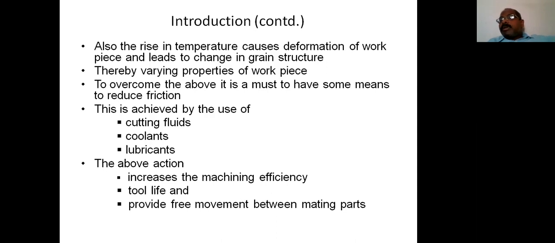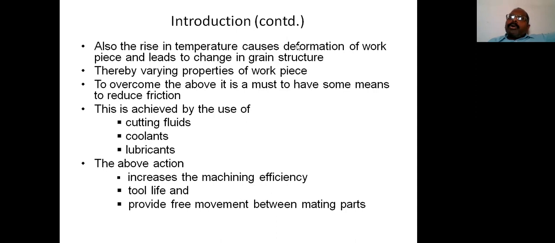Whenever friction takes place between the two mating parts, what happens? The temperature increases. Because of the increasing temperature, we find some drawbacks. What are the drawbacks? It decreases machining efficiency. It decreases the tool life. It decreases the surface finish. Not only that, it causes the chip to weld with the tool. All these drawbacks or disadvantages take place because of the increasing temperature.